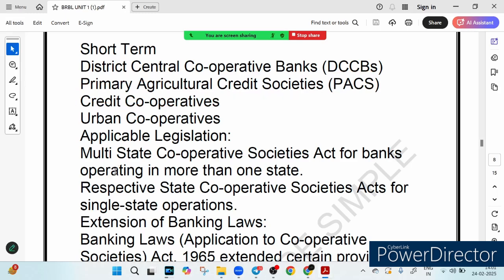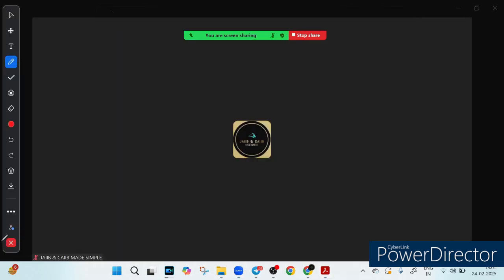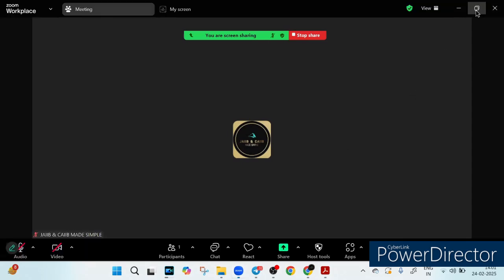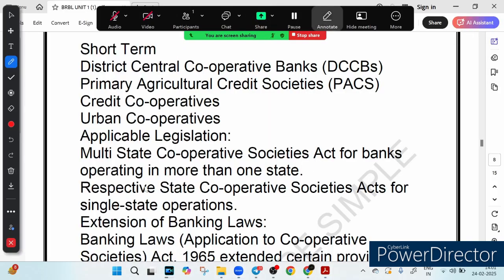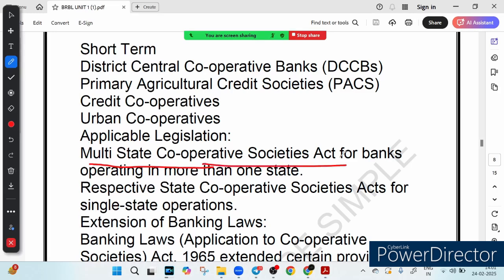So friends, what are the applicable legislations? The first legislation you can see is the Multi-State Cooperative Society Act. For cooperative banks operating in multiple states, this legislation is there. The name itself suggests multi-state. So those cooperative banks operating in more than one state, like Maharashtra, Karnataka or Andhra Pradesh, this legislation is applicable. And there is something called the State Cooperative Society Act. If a cooperative bank is only operating in one state, they follow the respective state law.